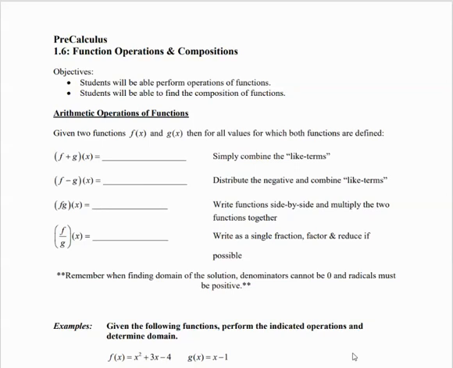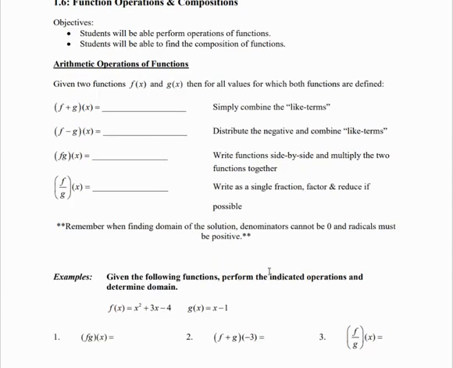Section 1.6 is on functions of operations, including adding, subtracting, multiplying, dividing them, as well as composing them. So let's take a look at the basic operations of functions, and then we'll take a look at composition of functions. So if we have two functions, f of x and g of x, remember, those are the two most common names, but it could be h of x, w of x, it doesn't really matter.